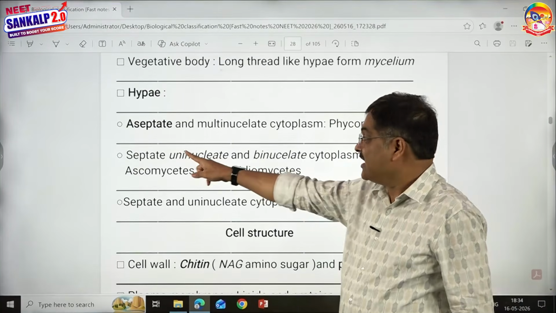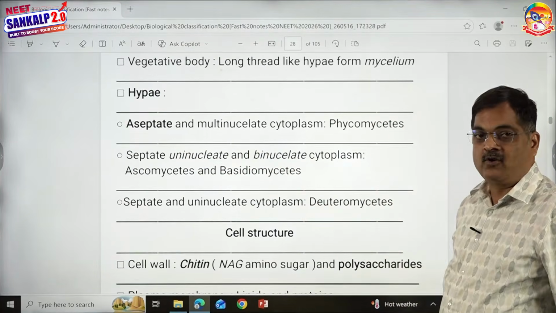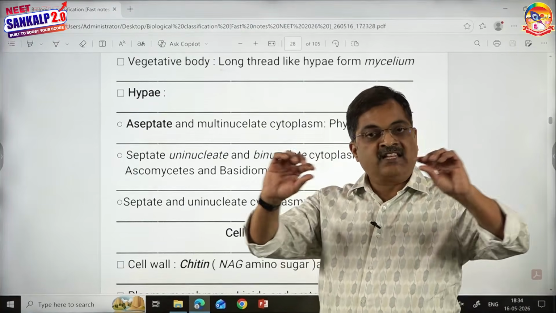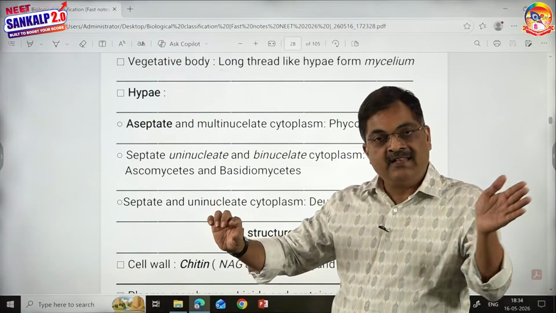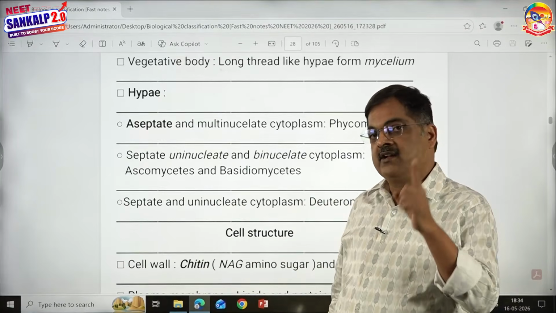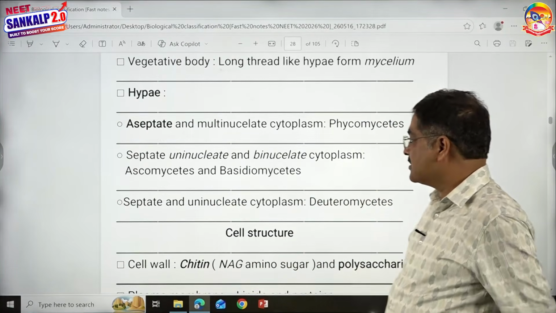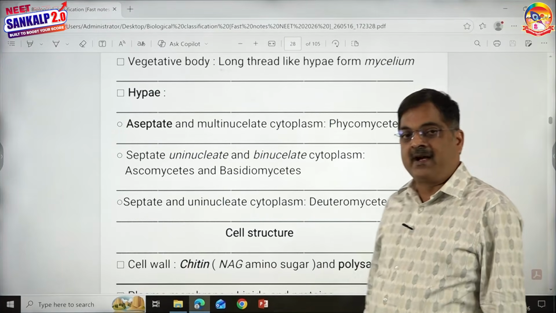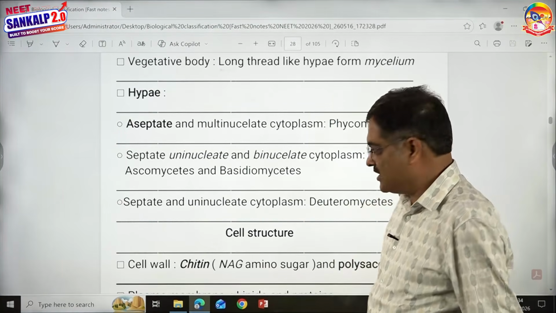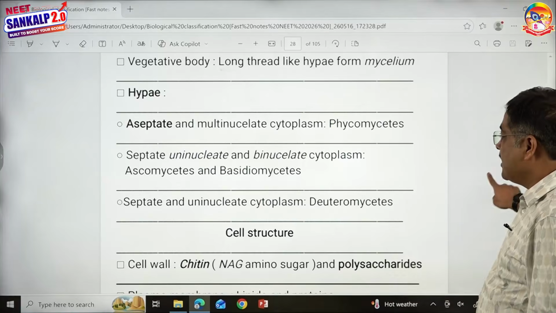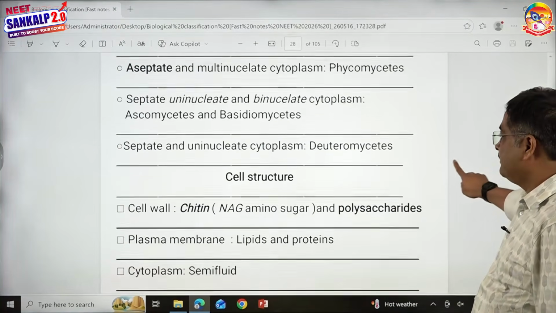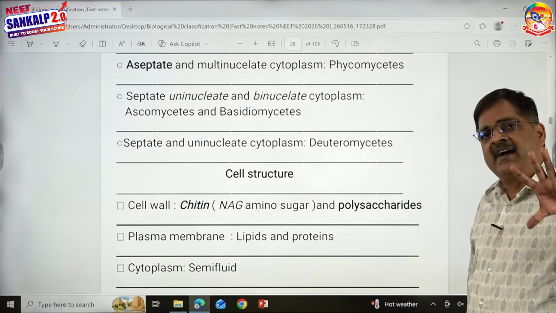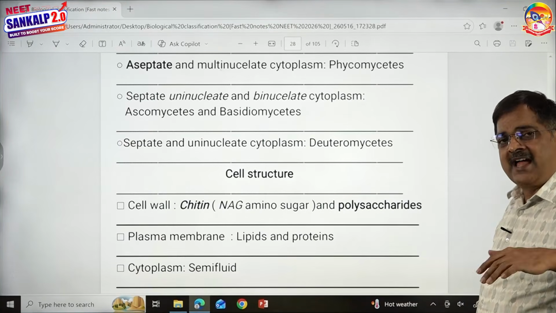This is very important. Aseptate and multinucleate in Phycomycetes. In Rhizopus, Mucor, Albugo, the entire mycelium doesn't have any septa, and that is the reason why they are multinucleate. Very, very important. Remember this. Septate, uninucleate and binucleate in Ascomycetes and Basidiomycetes. I'll tell you why it is like this. Septate and only uninucleate cytoplasm is seen in Deuteromycetes. So that's about the fungal body, children. Habitat and fungal body.